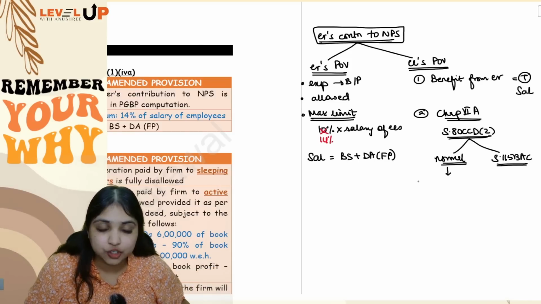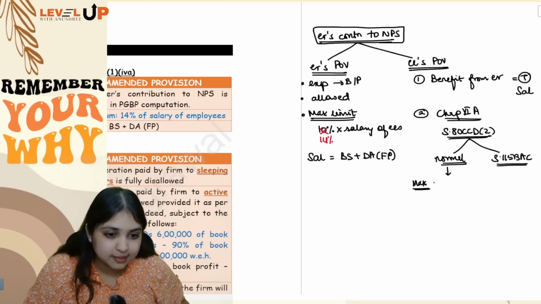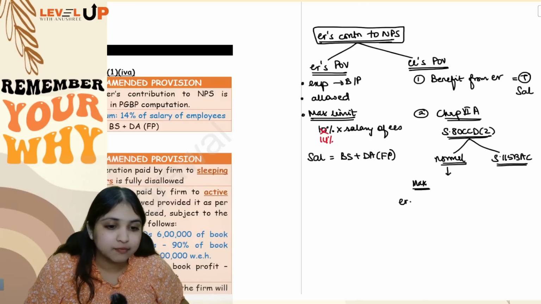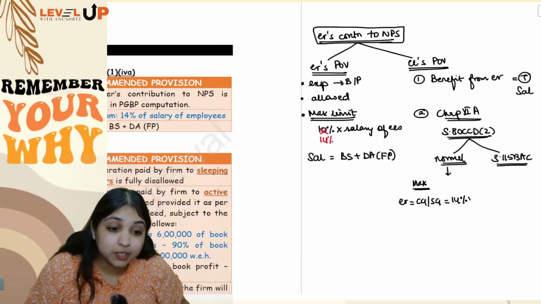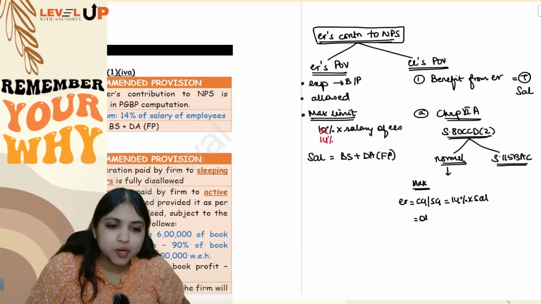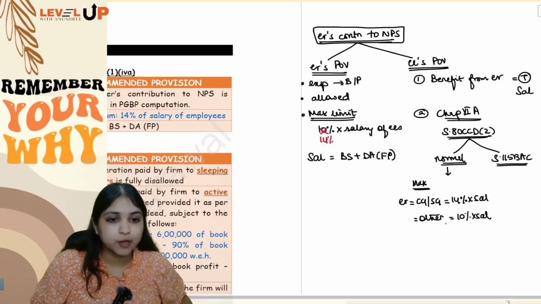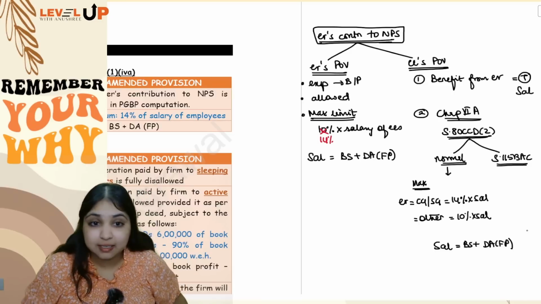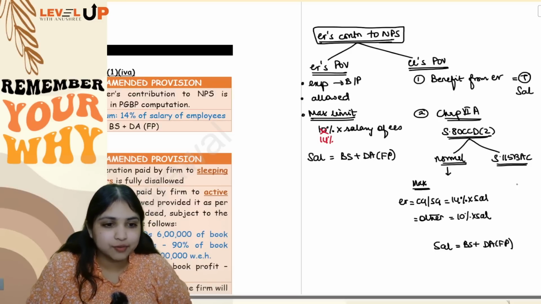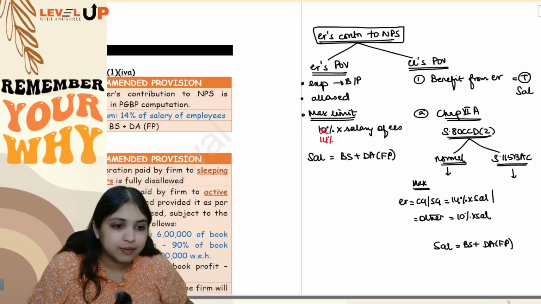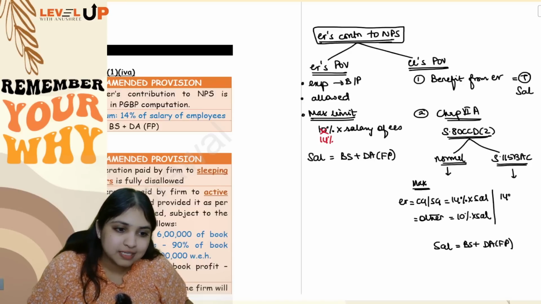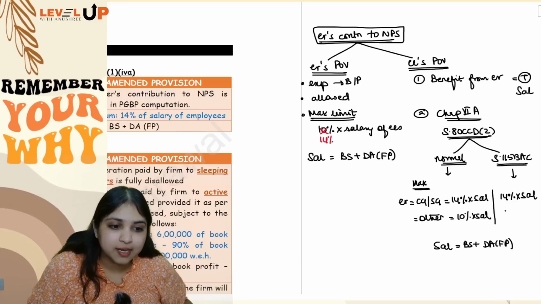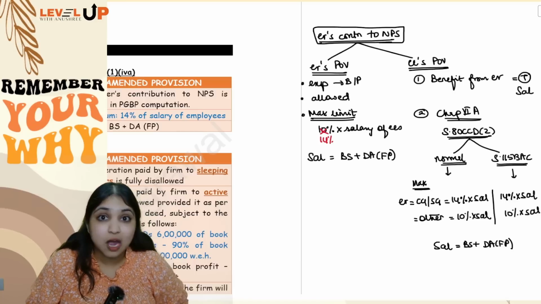Under 80 CCD subsection 2, the maximum deduction that you will get is depending upon who the employer is. If the employer is central government or state government, then the maximum deduction you will get is up to 14% of salary of the employee. If the employer is any other employer, then the maximum deduction that you will get is 10% of salary of the employee. And salary remains the same, basic salary plus DA forming part, guys. This is what we had learnt earlier, and the same point will apply even if assessee is following 115 BAC. If employer is central government or state government, then the maximum is going to be 14% of salary. If any other employer, 10% of salary. This is how you would have learnt it.